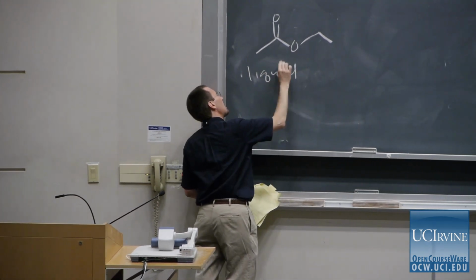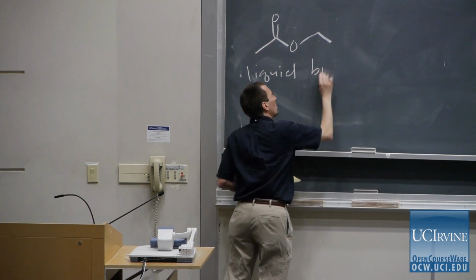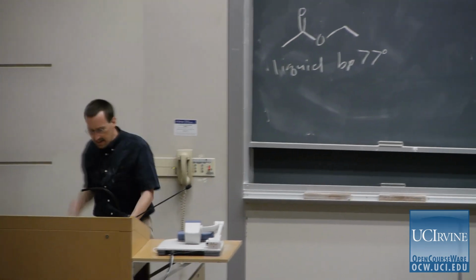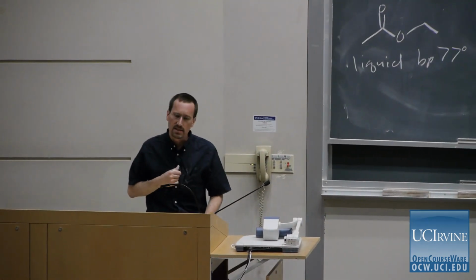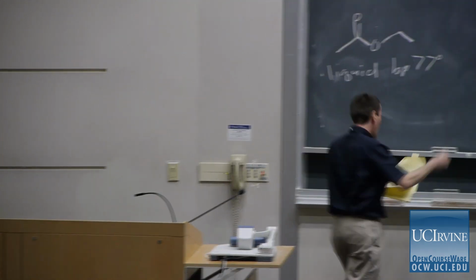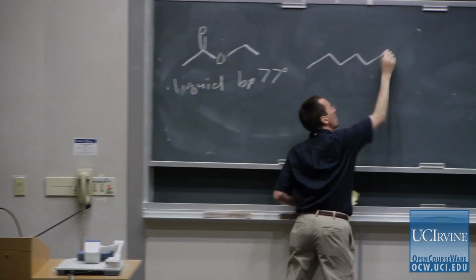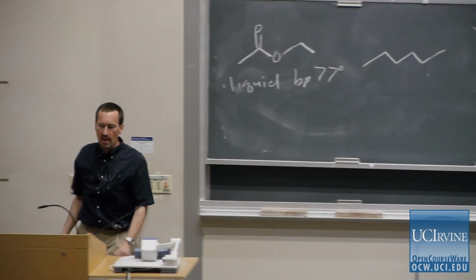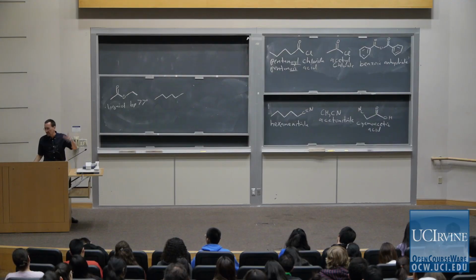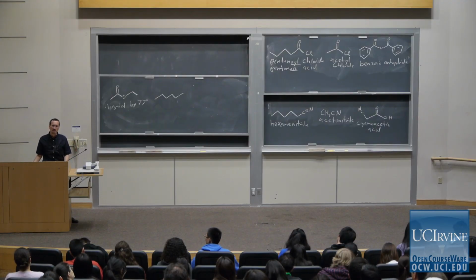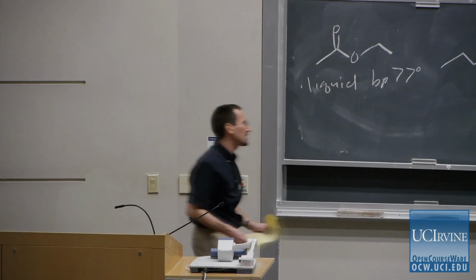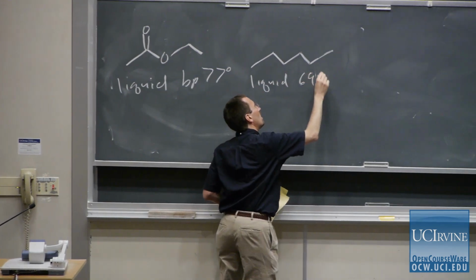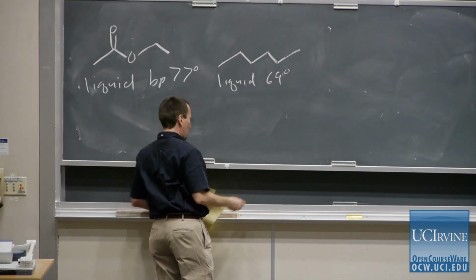So ethyl acetate is a liquid. It has a boiling point of 77 degrees Celsius. And I thought that might be a nice kickoff point to contrast some of the properties to other molecules. When I was thinking about molecules that are kind of the same size, I figured, well, ethyl acetate has 6 heavy atoms, 6 carbon and oxygen atoms. It's about the same molecular weight as hexane. So by comparison, hexane is a liquid. 69 degrees is its boiling point.